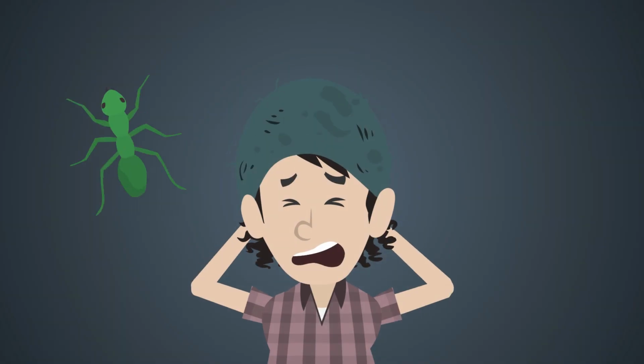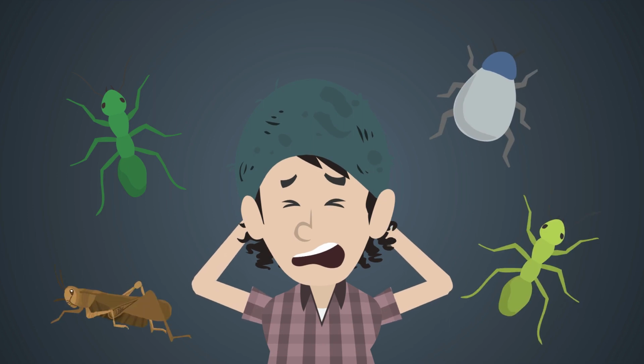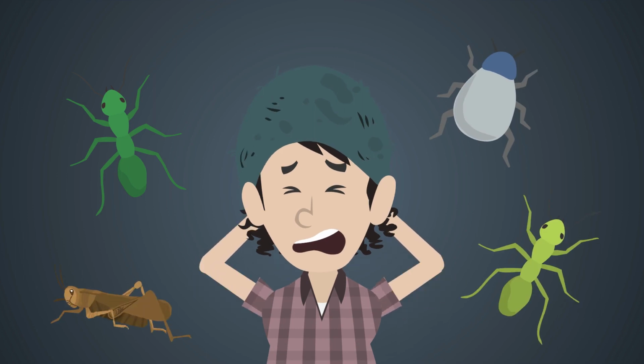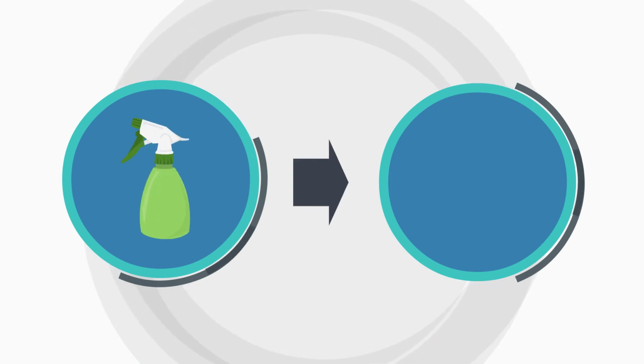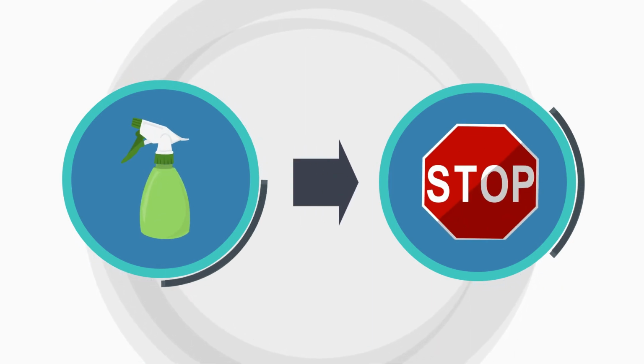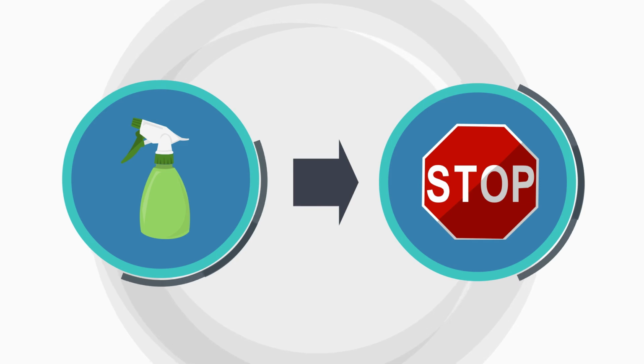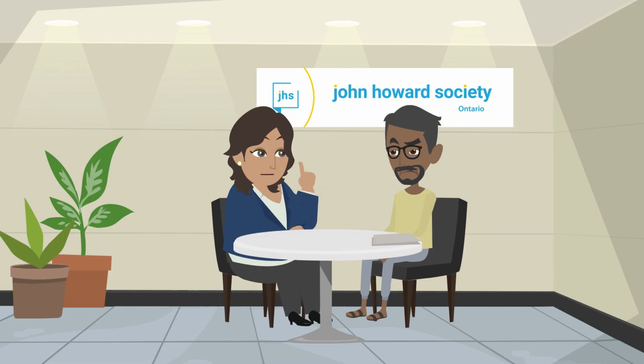Another common issue that might come up is your client having bedbugs or other pests in their unit. It's a landlord's responsibility to not only get rid of any pests found in the unit, but also to stop any pests from getting in the first place. If this happens to your client, you can let them know that it isn't their responsibility to solve the problem, and that they should let their landlord know as soon as possible.